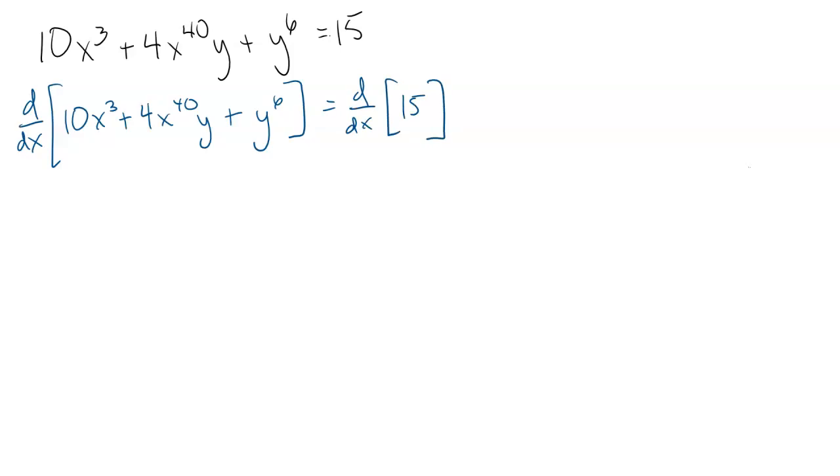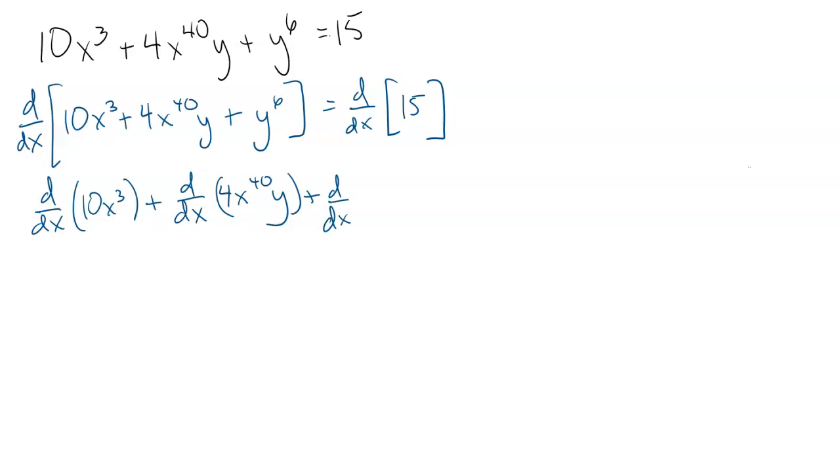One thing we know about derivatives is that if we have multiple terms on the inside, we can apply the derivative almost like distribution to each of the individual terms. So I can take the derivative of the first one, plus the derivative of the second one, plus the derivative of the third one. And we end up still with the d dx of the 15. Now let's go through each one of these and take the derivative.